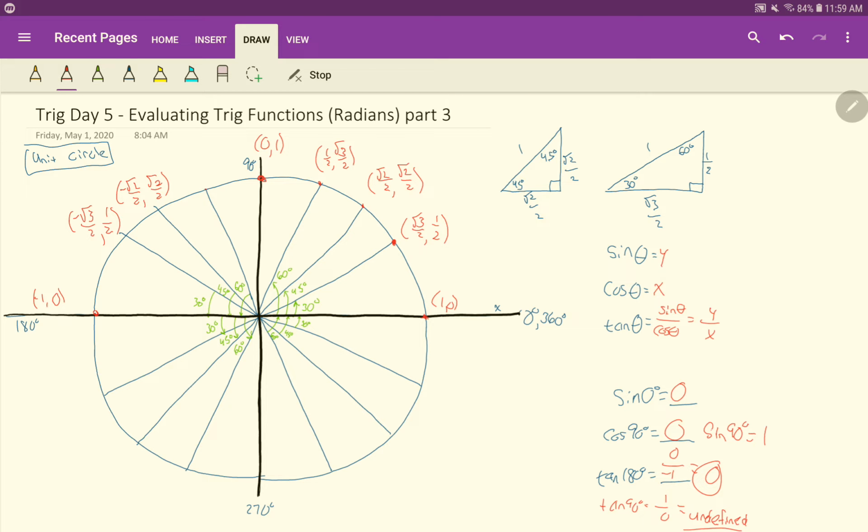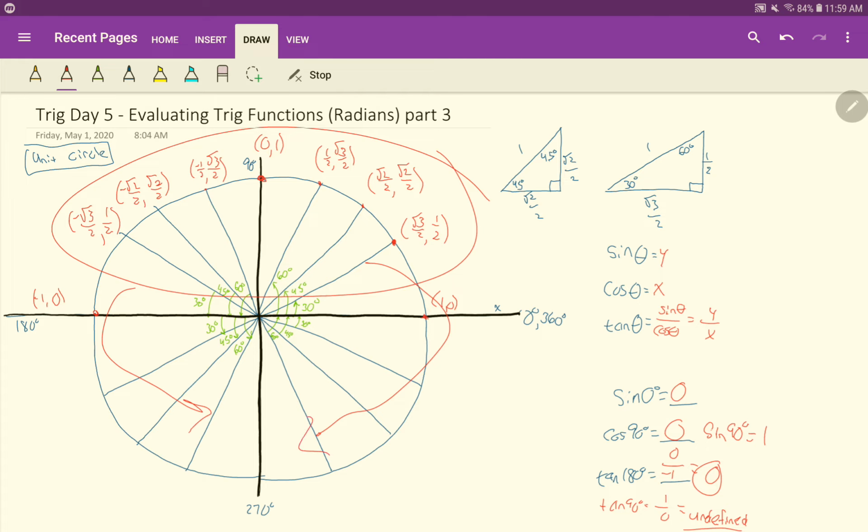Okay, and then this point right here, we would reflect this over. Again, -1/2 would be the x-coordinate, and then root 3 over 2 would be the y-coordinate. Okay, and then you can reflect all of these down to here, right? To these 2 quadrants.